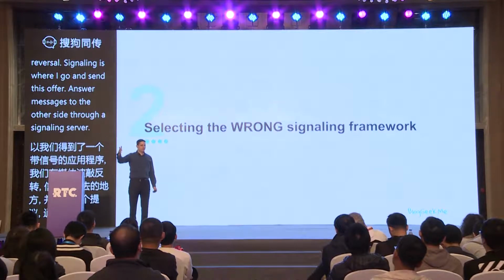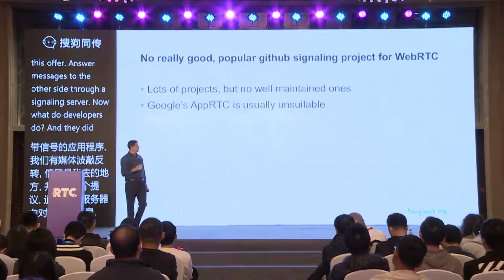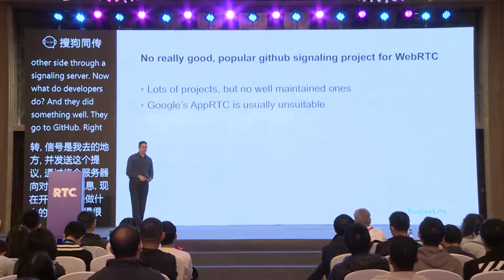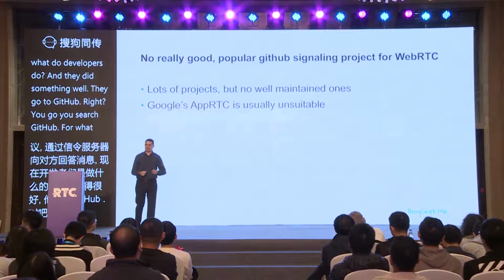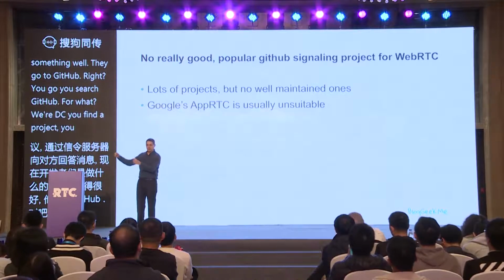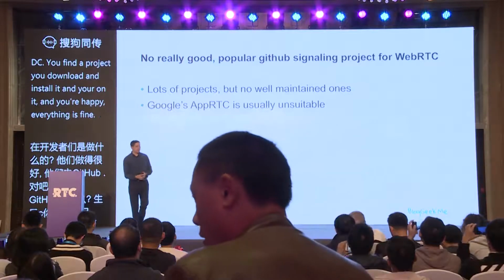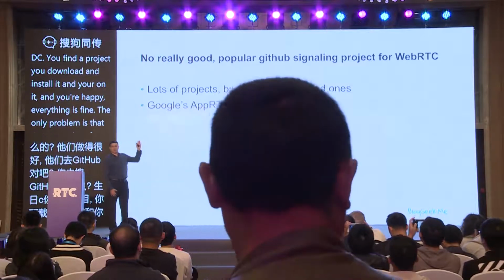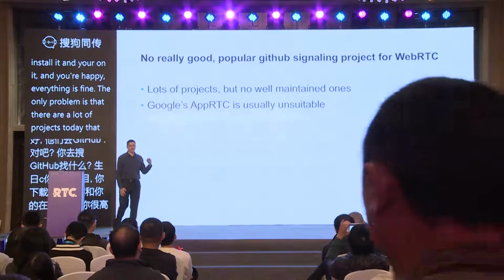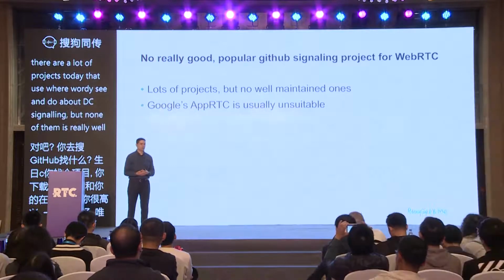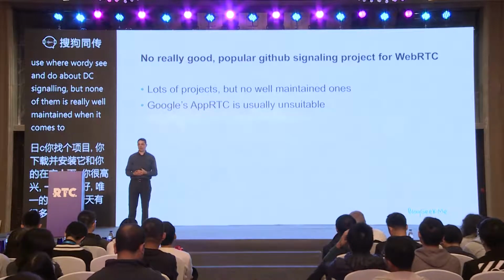Now, what do developers do when they need to build something? Well, they go to GitHub, right? You search GitHub for WebRTC, you find a project, you download, you install it, and you run it, and you're happy. Everything is fine. The only problem is that there are a lot of projects today that use WebRTC and do WebRTC signaling, but none of them is really well maintained when it comes to signaling. And that's a real problem.